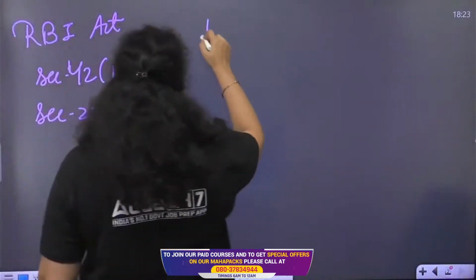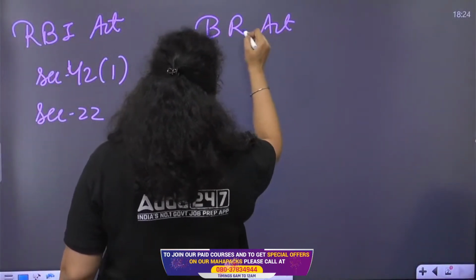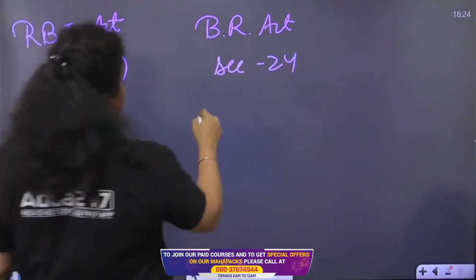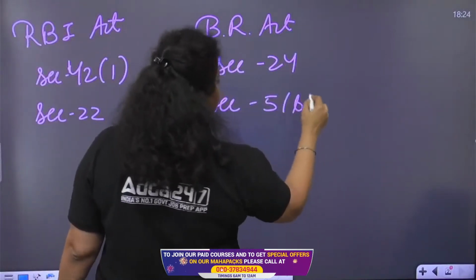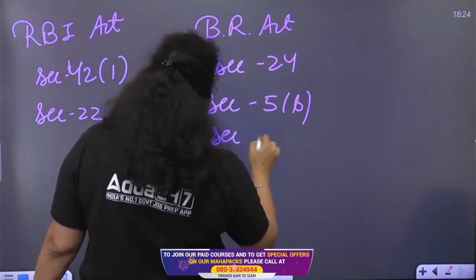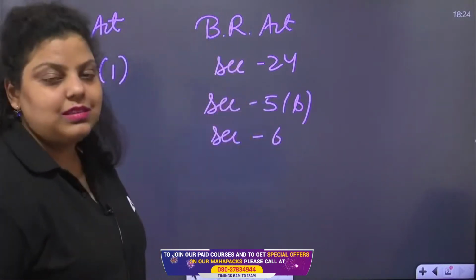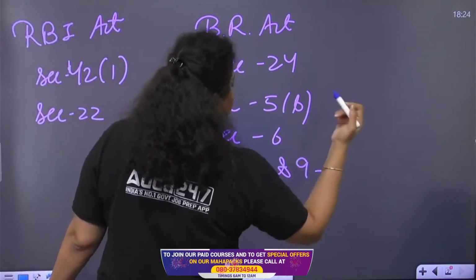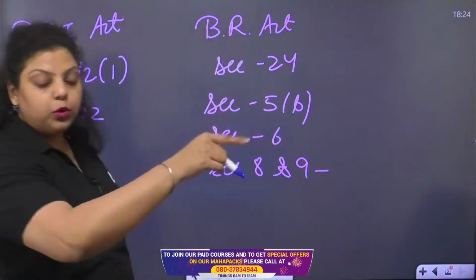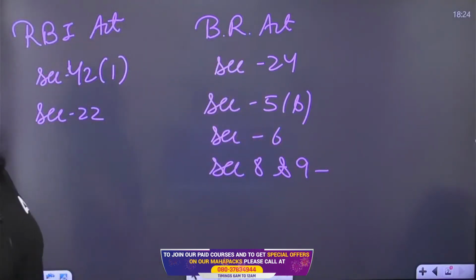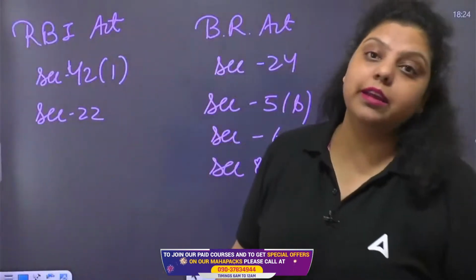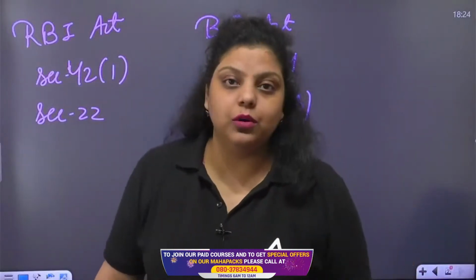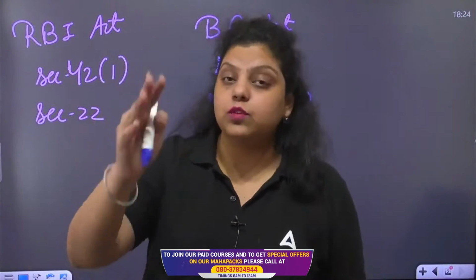Now, in the BR Act, we have certain important sections. Section 24 talks about SLR. Then section 5(b) talks about the business of banking. Section 6 talks about the various forms of business that can be performed by the bank. Sections 8 and 9 talk about the prohibition of functions that cannot be performed by the bank. So these are the certain important sections. Apart from that, in the Negotiable Instruments Act, section 13 is important, sections 4, 5 and 6 are important, section 131 is important. In the PSS Act, section 4 is very important.